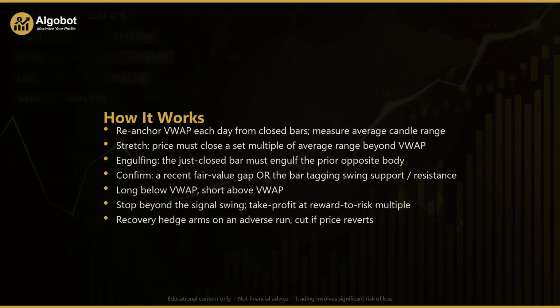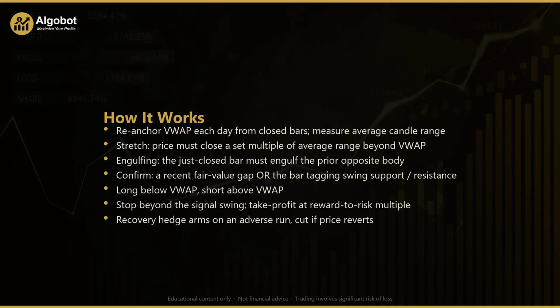Now for a long entry, three conditions must line up. The first is stretch. The just closed bar must close below VWAP by at least the stretch multiple times the average range, with a default of 1.5. That tells the strategy price has traveled an abnormal distance below fair value. The second condition is a bullish engulfing pattern, where the most recent closed candle is bullish and its body fully engulfs the prior bearish candle's body. That signals buyers stepping back in.